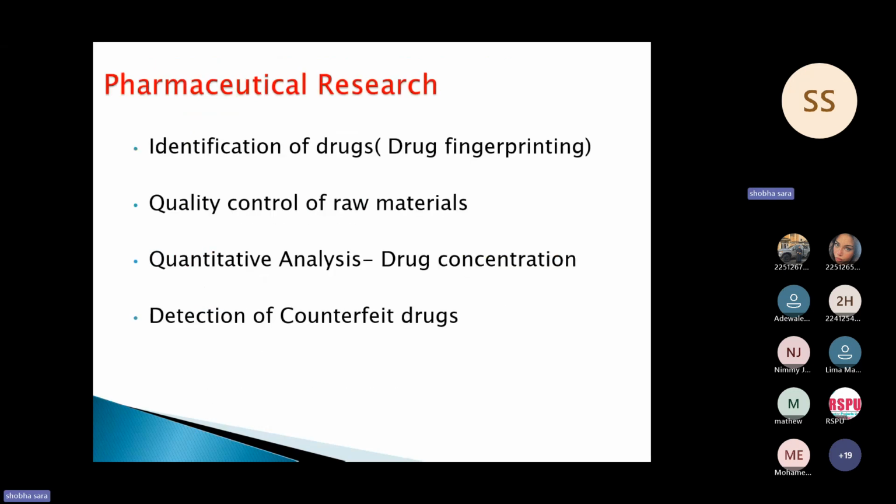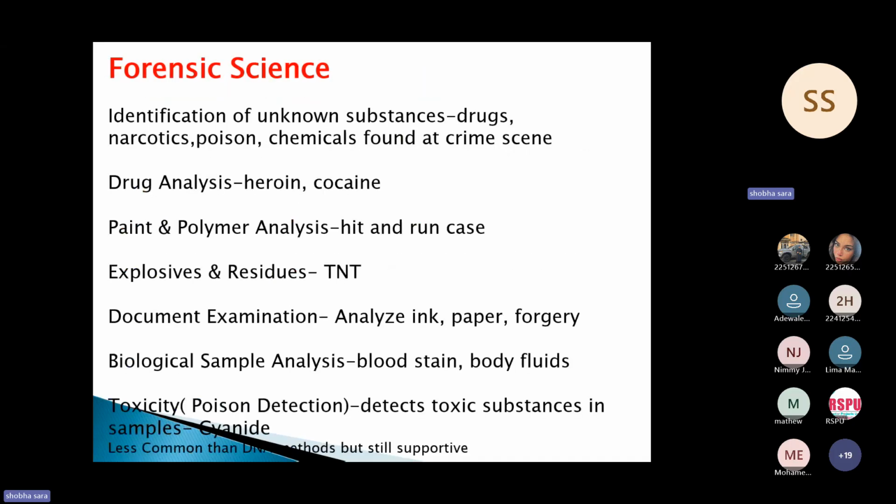In pharmaceutical research, the first one is we can identify the drug. It is called drug fingerprinting. What drug is it, whether it is a pure drug, we can do quality control of raw materials. Then quantitative analysis, the drug concentration we can find out. And we can even detect counterfeit drugs with FTIR spectroscopy.